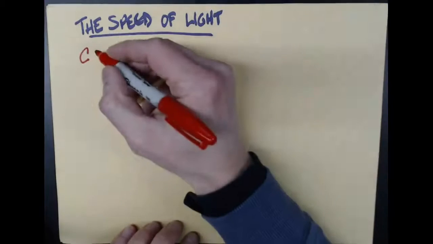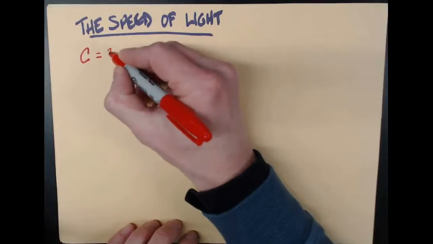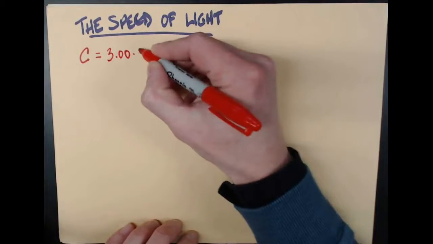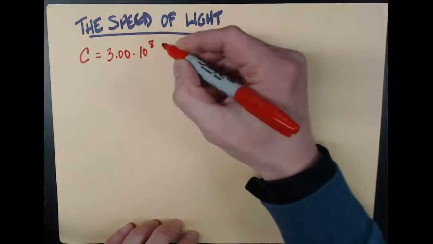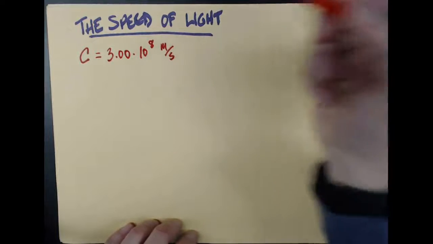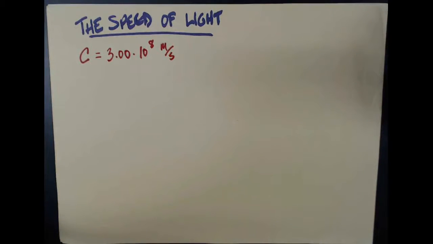So c is equal to 3.00 times 10 to the 8th meters per second. So it's about 300 million meters per second. It's actually a little bit under that. It ends up being, I think, 299 million meters per second instead of 300. But that's okay. We're going to approximate it to those three sig figs, and it's nice that it's easy to remember that number. So c equals 3 times 10 to the 8th meters per second.